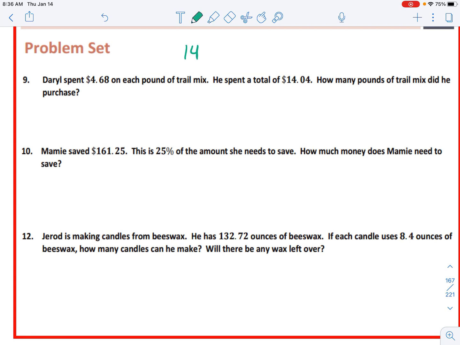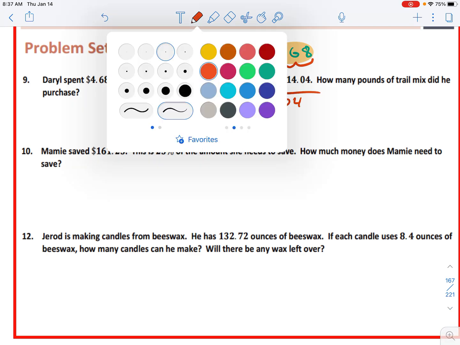Okay, so my division problem here is going to be 14.04 divided by $4.68. I still need to make this divisor a whole number, so I'm going to move it 2 times over, and I'm going to do the same to the dividend. So my new problem turns into 1,404 divided by 468.